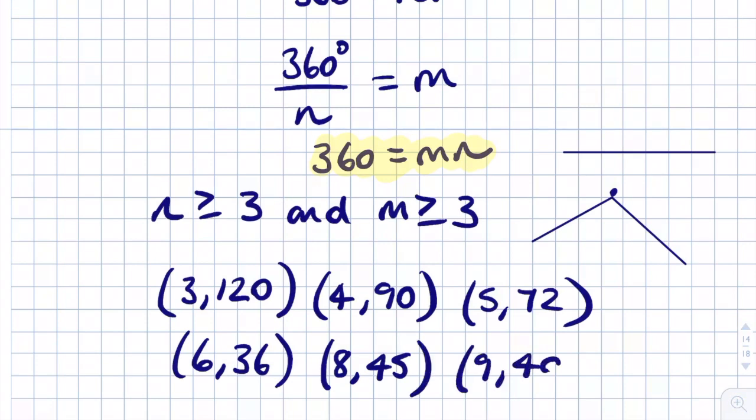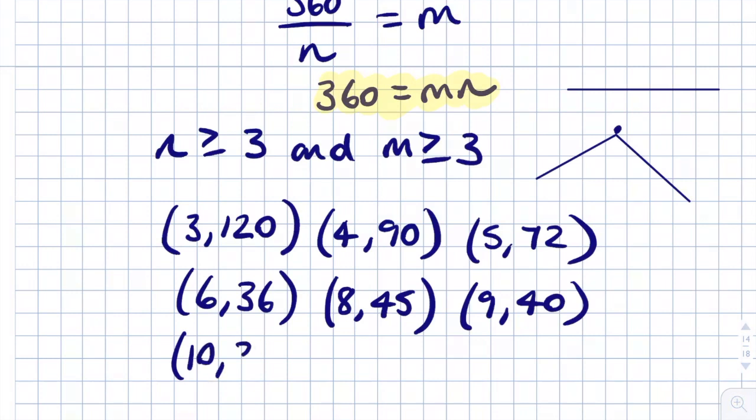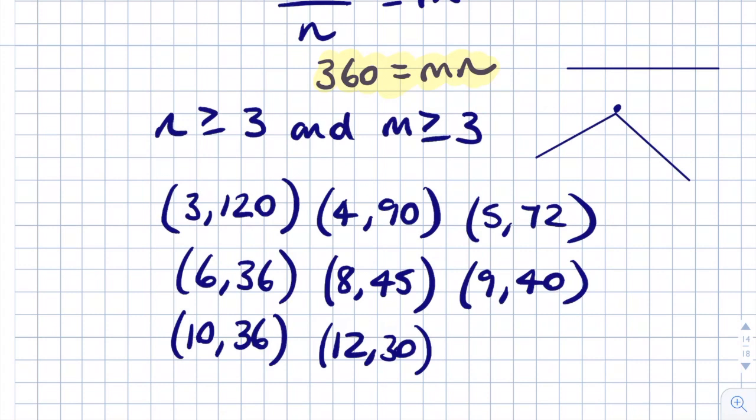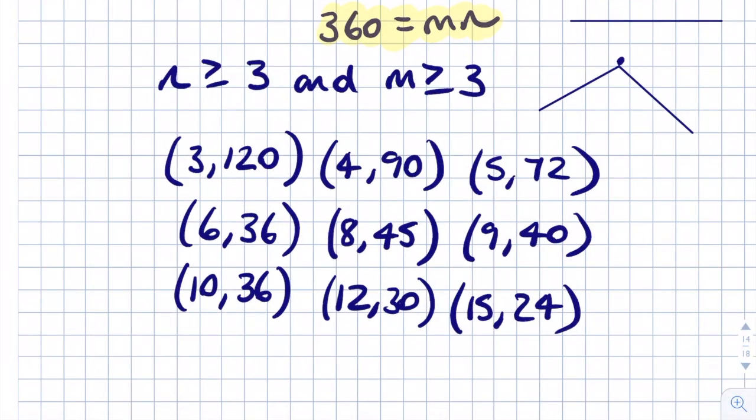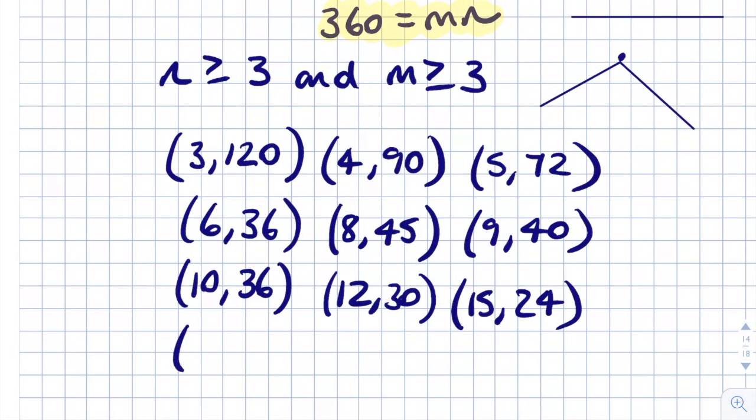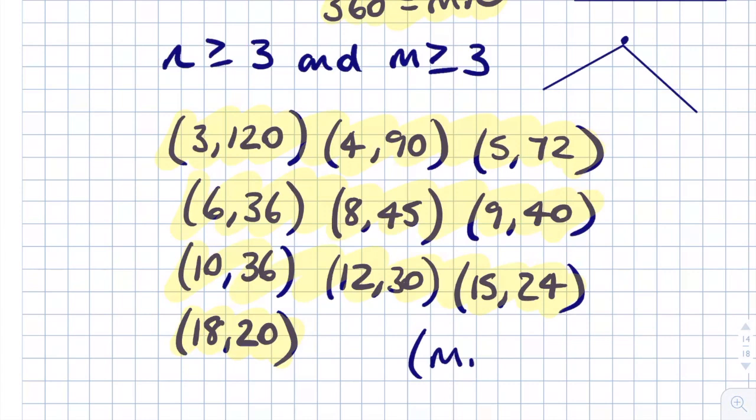9 is 40. 10 is 36. 12 is 30. 13 is not divisible, 14 is not divisible. 15 would be 24. 16 is not divisible, 17 is not divisible. 18 would be 20. And then of course the next number, 19 wouldn't be divisible, 20 would, and of course the other factor of 20 would be 18. So these are all our possible factors for mn.